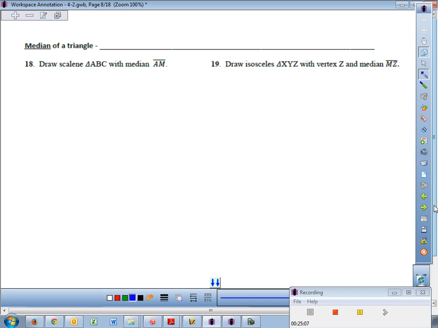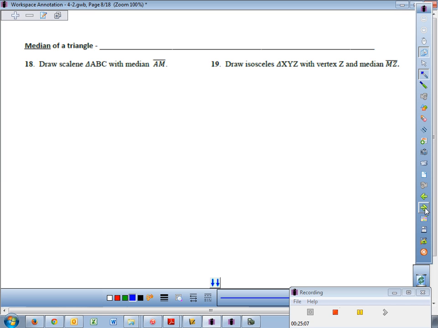Median of a triangle. Have you been on the interstate before? Yes or no? Do you know where the median is on the interstate? It's right in the middle between the two highways. One goes east, the other goes west, or whichever direction. Isn't the median that ditch in the middle, if you will, correct?